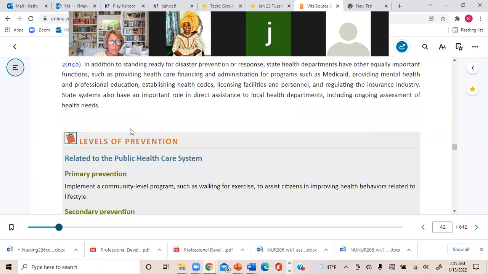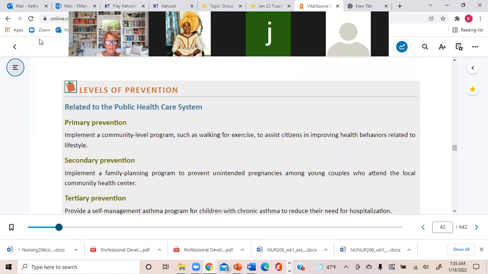Systems. Here's our levels of prevention. You can see it's related to the public healthcare system. So every week we do levels of prevention. They're different based on the topic we're covering. And this is related to the public healthcare system. So our primary prevention is the implementation of a community level program, such as walking for exercise, to assist citizens in improving health behaviors. So that's education, prevention.